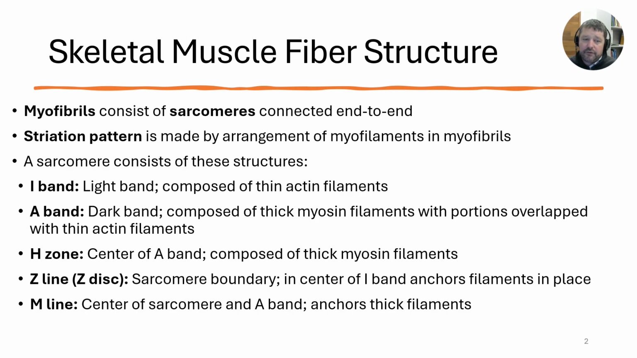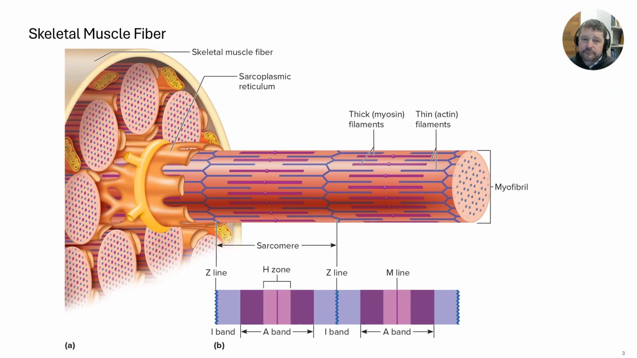Okay, and then you have an M line, and that's where the thick filaments are anchored. Okay? And so both the Z line and M line are anchoring points. The Z line anchors the thin filaments, and the M line anchors the thick filaments. Okay? So let's look at this.